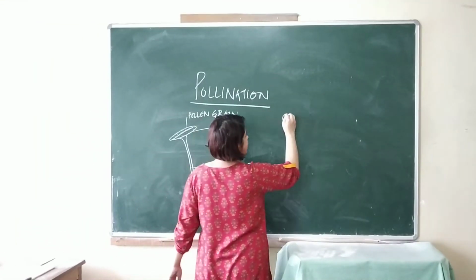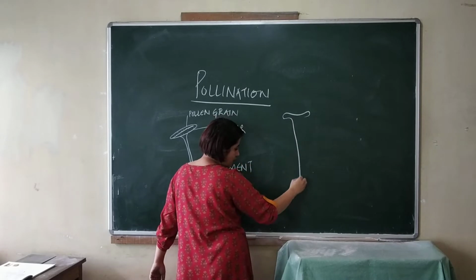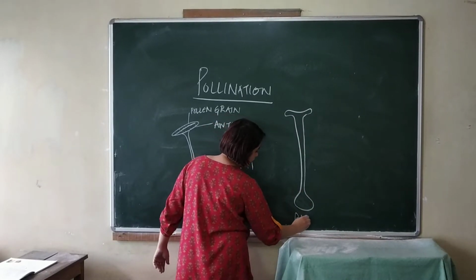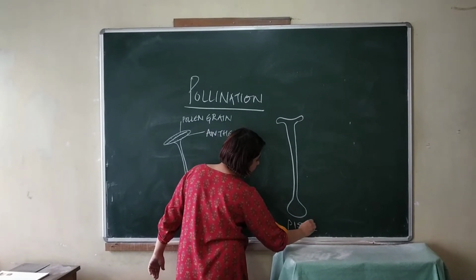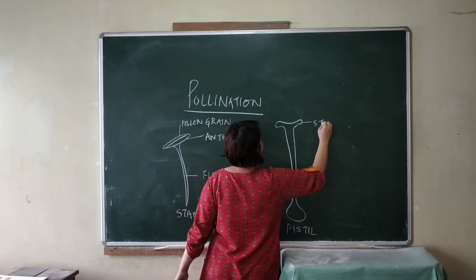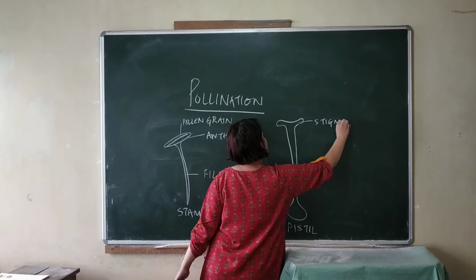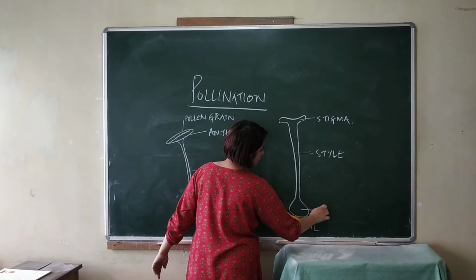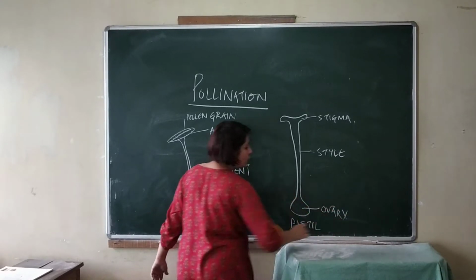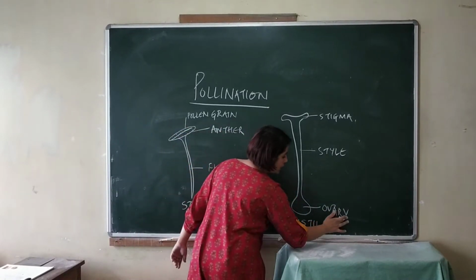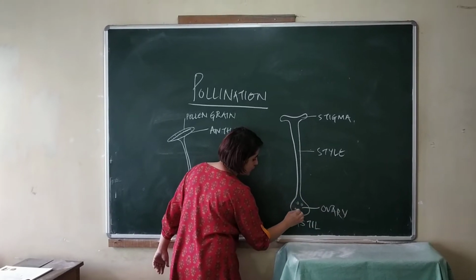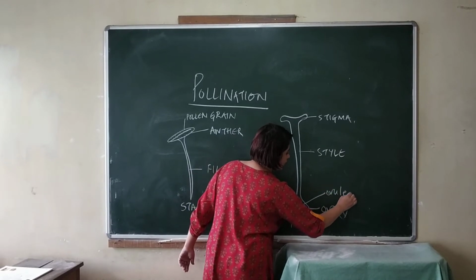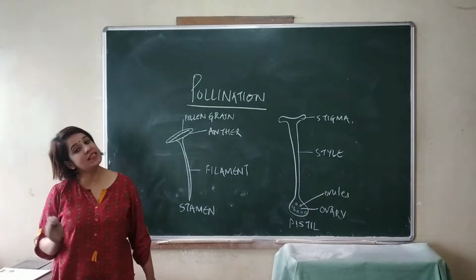And this is the structure of the gynoecium, which consists of pistils. This I have already done in the previous video. Stigma, style, and ovary. And I told you the function of the ovary is to produce ovules. So this has already been done in the previous video.